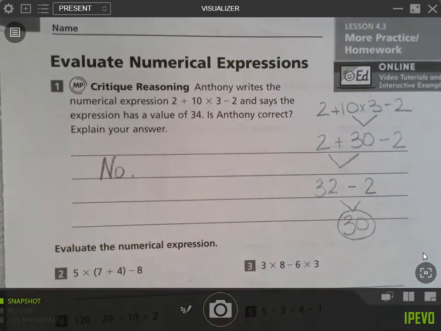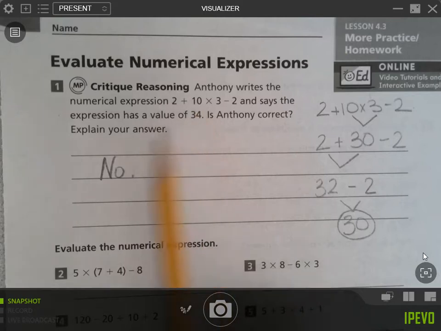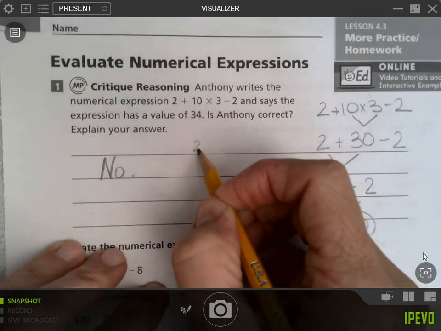Can we figure out what Anthony might have done? What if he just worked left to right? What if he did 2 plus 10? That equals 12. I'm going to write it right here.